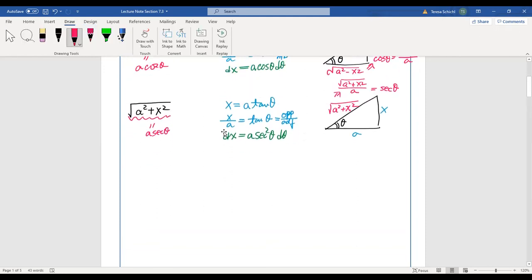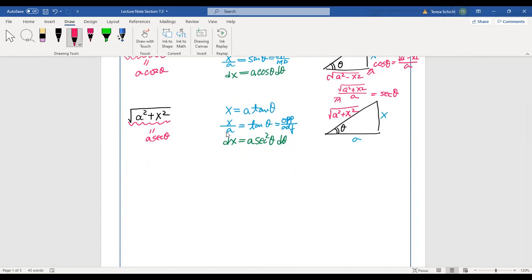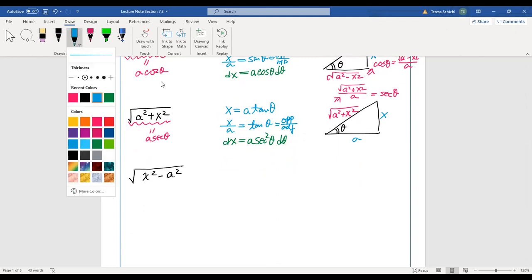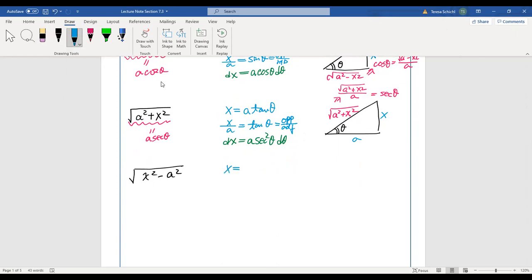Okay, so now the next one is x squared minus a squared, right? For the x squared minus a squared, what type of substitution do I need to use? So I will say x is equal to what? x is equal to a secant theta. Okay, and now let's do the same thing. So x over a is equal to what? The secant theta, right? And the secant theta is the hypotenuse over adjacent, right?